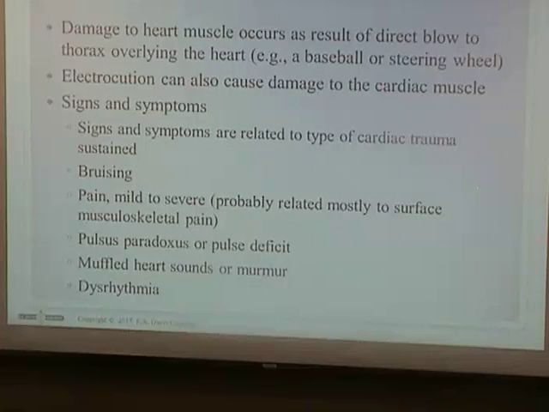All right. And then cardiac trauma. Anytime you talk about kids, you've got to talk about trauma because kids are always hurting themselves. So damage to the heart muscle occurs as a result of a blow, a baseball bat, a car accident, whatever. And it's the same in children as it is in adults. You get bruising on the heart, pain is mild to severe, pulse deficits, heart sounds are muffled. And why would the heart sounds be muffled?